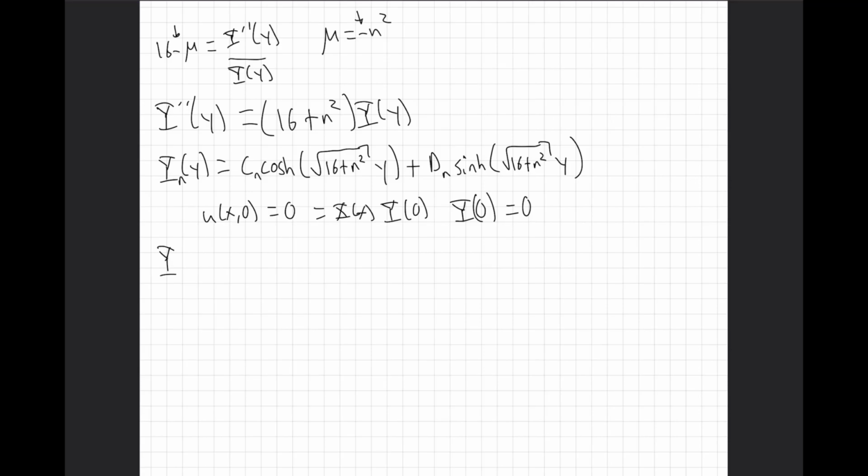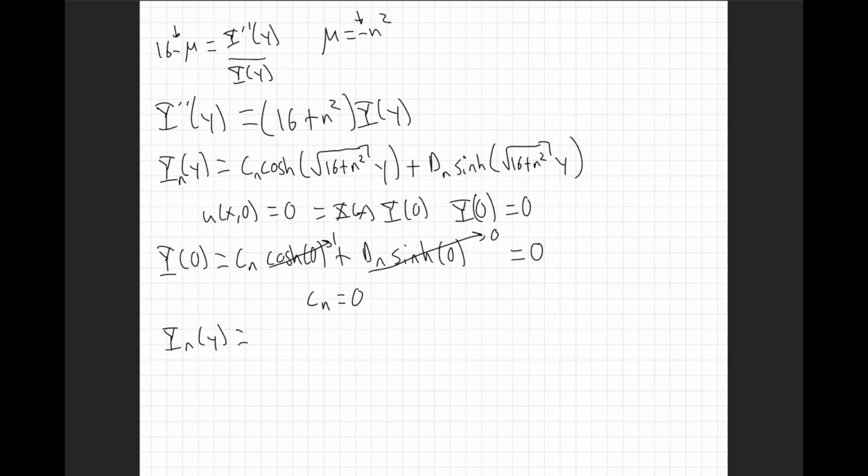And we get y of 0 equals c_n cosh of 0 plus d_n sinh of 0. Well, sinh of 0 is 0, so that goes to 0. And cosh of 0 is 1, so we get c_n is equal to, and we said this whole thing was equal to 0. c_n equals 0, and that term goes away. So now we have y_n of y equals d_n sinh of root 16 plus n squared y.